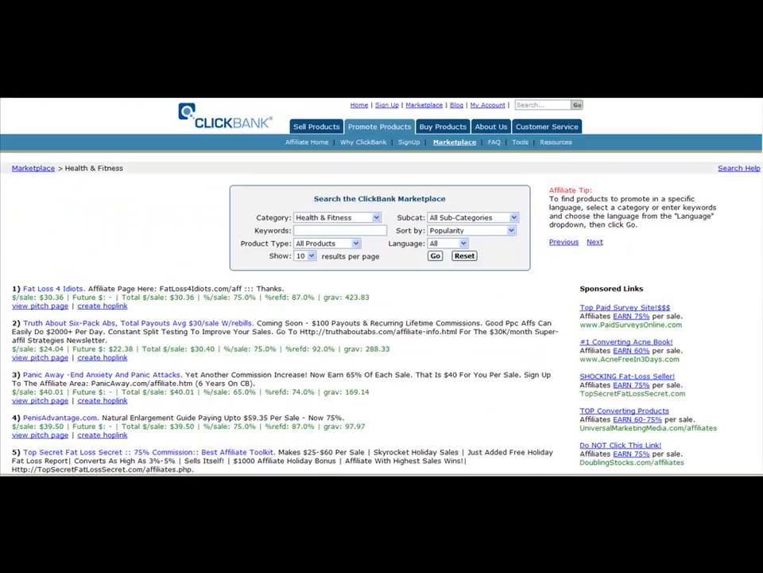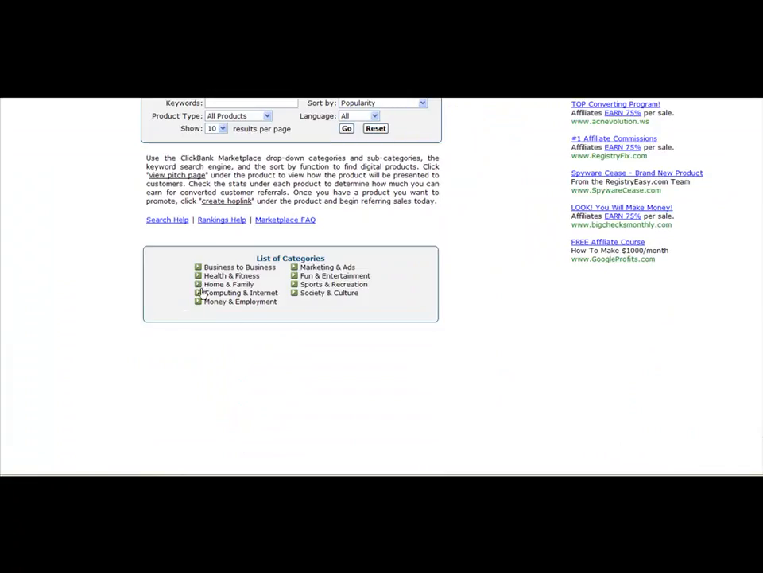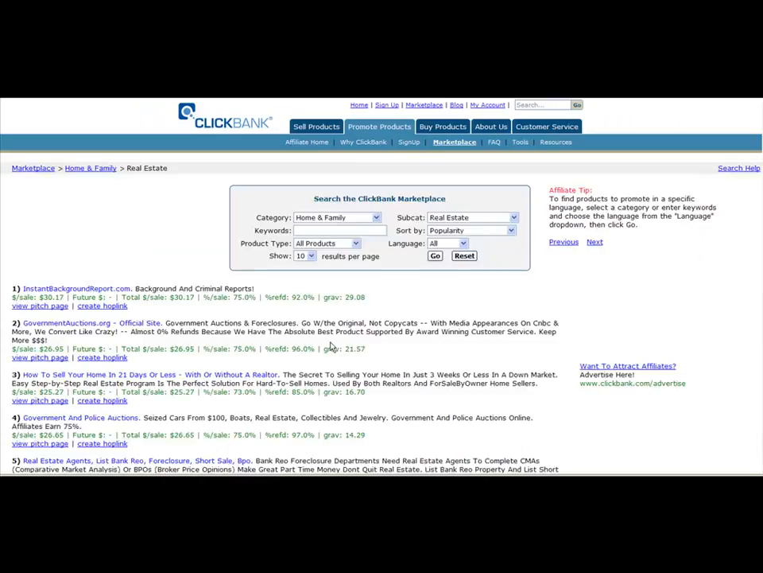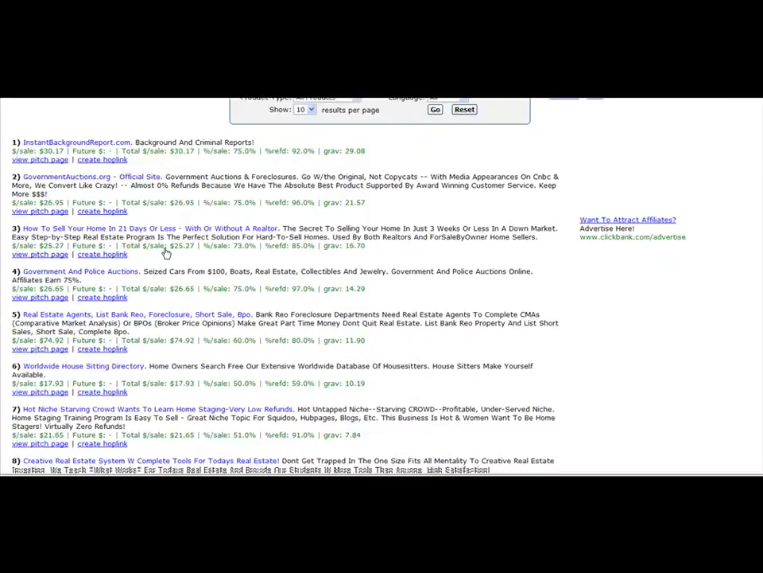You've also got a cure for yeast infection. You've got things talking about more fat loss, and more burning fat and gaining more muscle mass. So those are about personal image. And we can just go ahead and click back here, and let's look under home and family. You've got a real estate category. Let's see, instant background report, how to sell your home in 21 days or less without a realtor. That might be popular. Just a lot of different products.